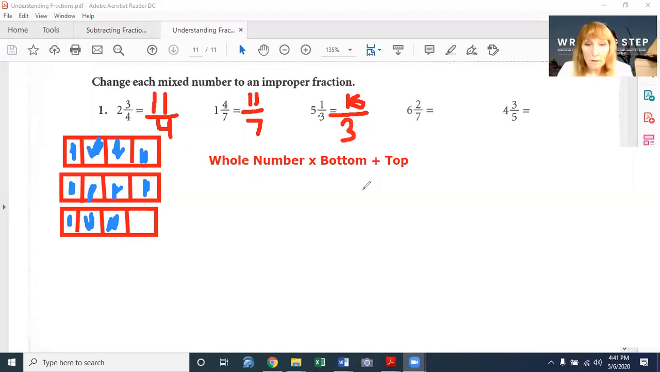Okay. So let's do one more. Whole number times the bottom, 6 times 7, 42, plus 2 more, 44, right? And that stays sevenths, 44 sevenths.